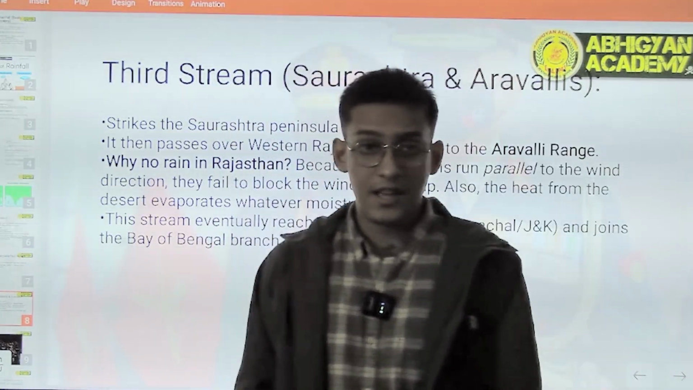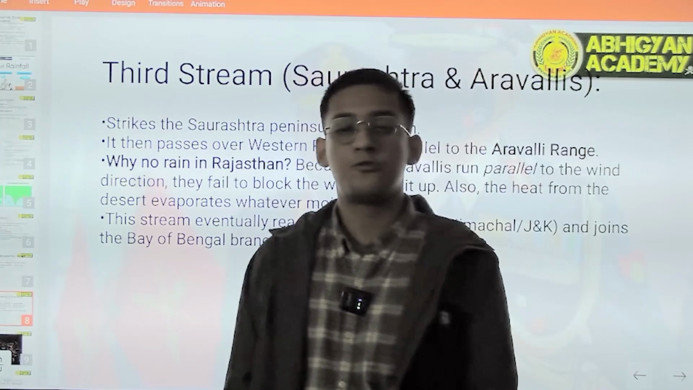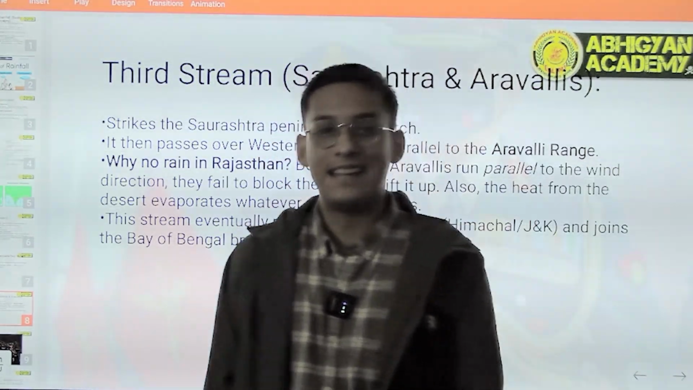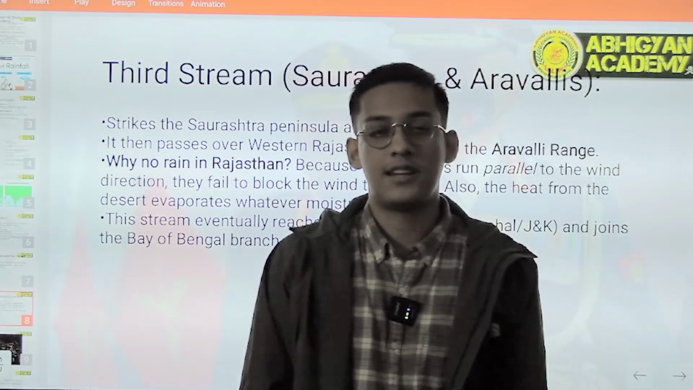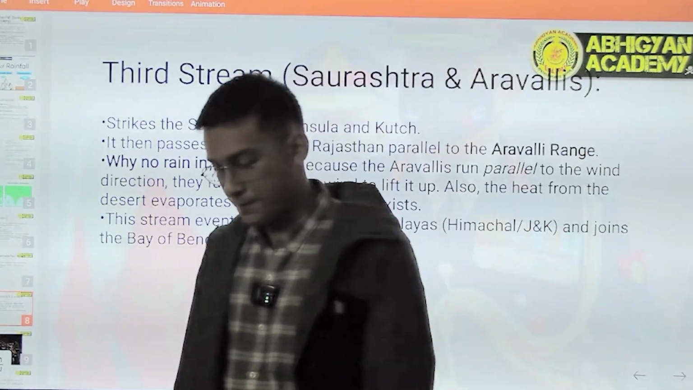So the answer is very simple here. The Aravalli and the rainfall branch both move parallelly. So the rainfall branch is not hitting the Aravallis. Had it hit the Aravallis, there would have been higher rainfall in Rajasthan. So that is your answer there. So you should go through this slide and make down the points.